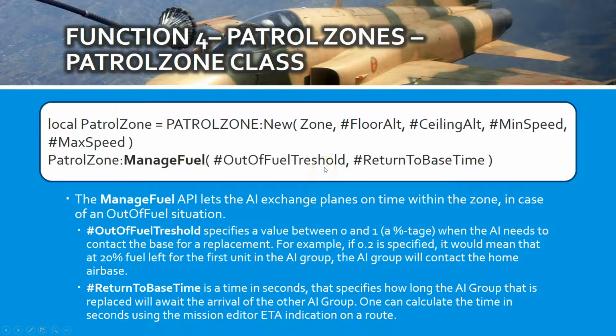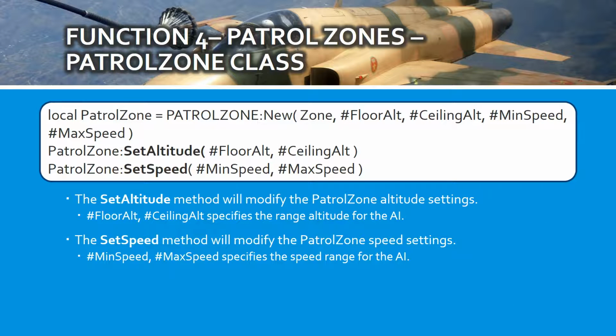So, as we explained before, this is how you code this. You can modify the altitude range and the speed range during the patrol. Once a new point needs to be selected by the patrol zone class patrolling the AI, those new values will be used.